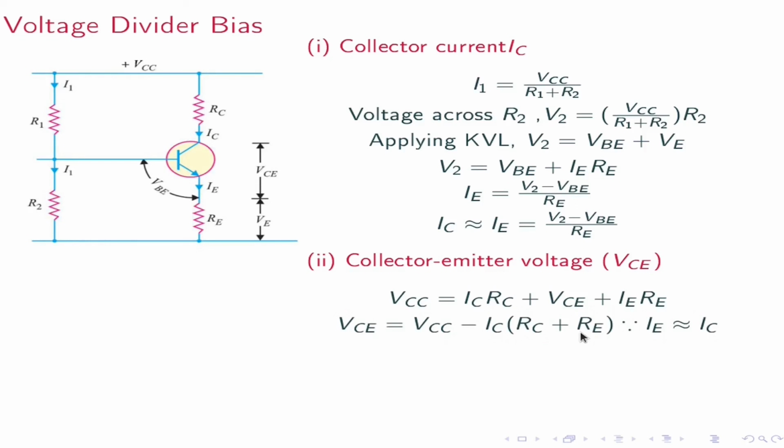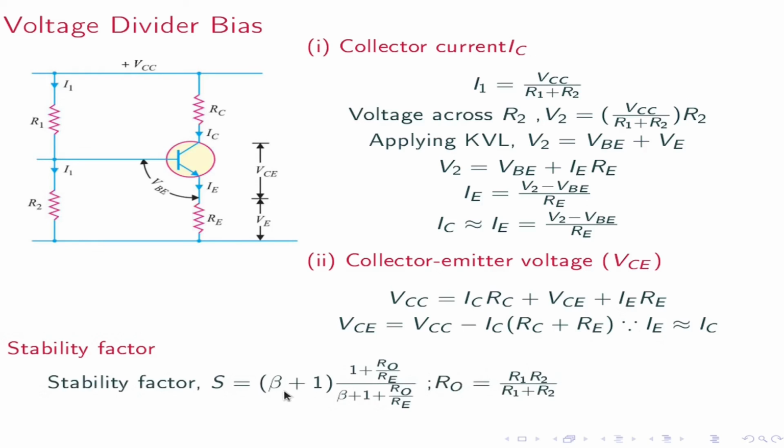Here also I choose IE approximately equal to IC. Stability factor is given by beta plus 1 into 1 plus RO by RE divided by beta plus 1 plus RO by RE, where RO is R1 R2 by R1 plus R2. Suppose RO by RE is very small, then S is equal to beta plus 1 into 1 by beta plus 1. We can neglect this value. So it is approximately equal to 1, but practically its value is different.